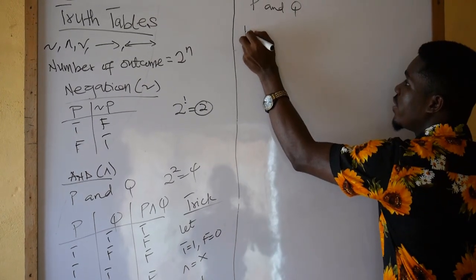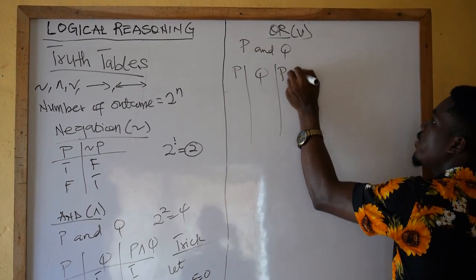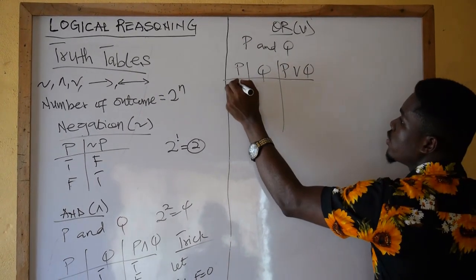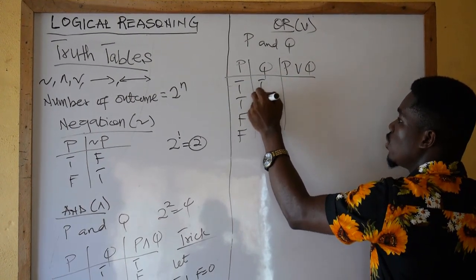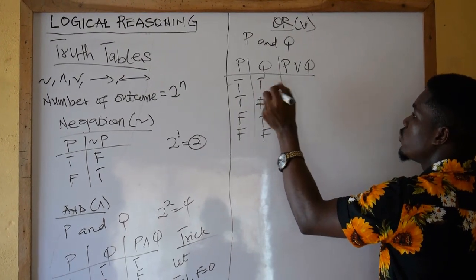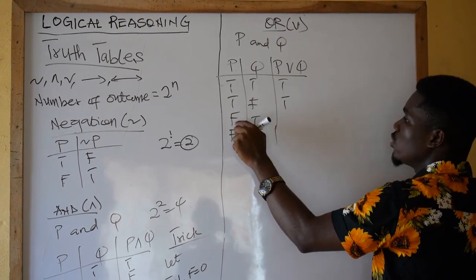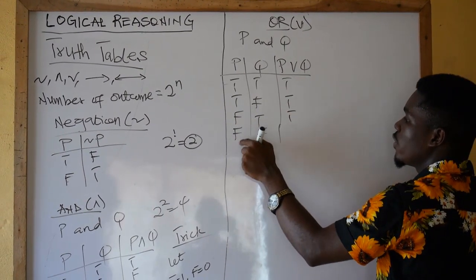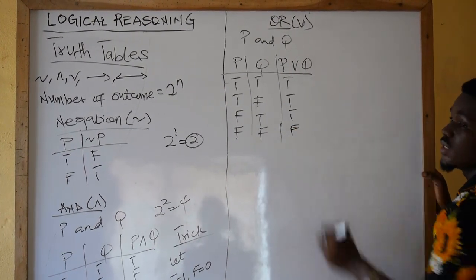Okay, so we have P, we have Q, then we have P or Q. So true, true, false, false, true, false, true, false. True or true returns true, true or false returns true, false or true returns true, false or false returns false. This one too has a trick.